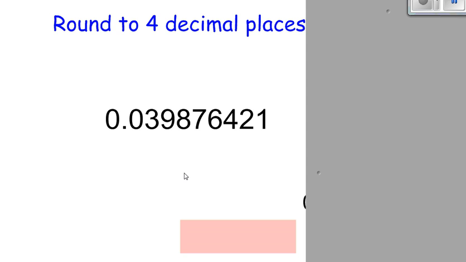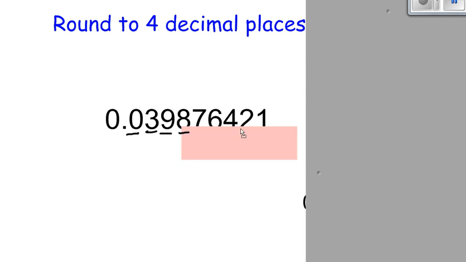Now, later on in math, in grade 10 and 11, you'll study something called trigonometry. And in trigonometry, along with a few other branches of math, we like to round to 4 decimal places. It has to do with precision, obviously. We need more precise answers in the world of trigonometry. So 4 decimal places, 1, 2, 3, 4.